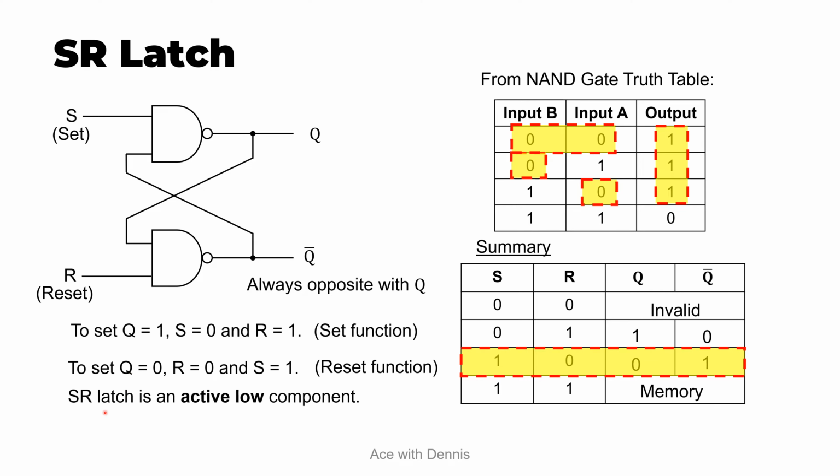And from here, the SR latch is an active low component because the input S has to be 0 so that we have the desired output. You can see that when S is equal to 0, it is a set function, and Q becomes 1. When you want to reset it, the reset input has to be 0 so that the output will be 0. Hence, it is an active low component.